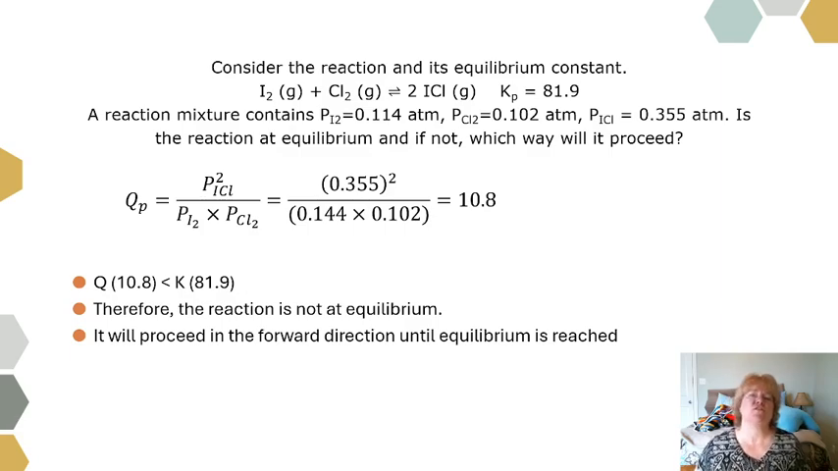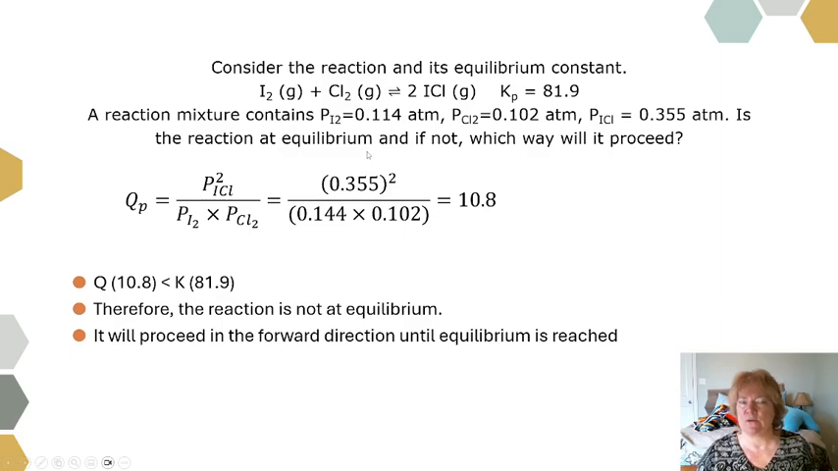So consider the reaction and its equilibrium constant. It gives me a reaction, it gives me its equilibrium constant. It tells me the reaction mixture. Notice it didn't say it's just a mixture, it doesn't say it's at equilibrium. The pressure of iodine is 0.114 atmospheres. The partial pressure of chlorine is 0.102 atmospheres. The partial pressure of ICl is 0.33355 atmospheres.